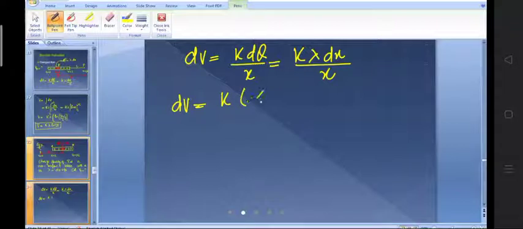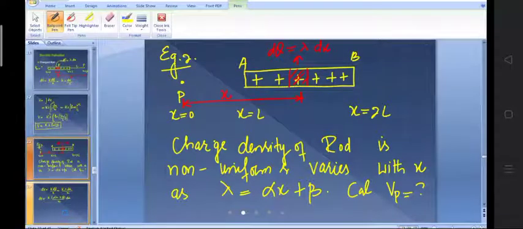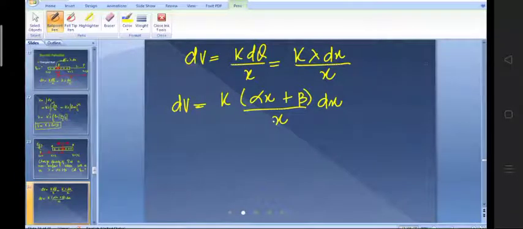Lambda is in turn equal to alpha x plus beta, divided by x here. It's like this, divided by x, with respect to x. So here lambda is given, equal to alpha x plus beta. Here I am writing alpha x plus beta divided by x. Then I have to integrate.